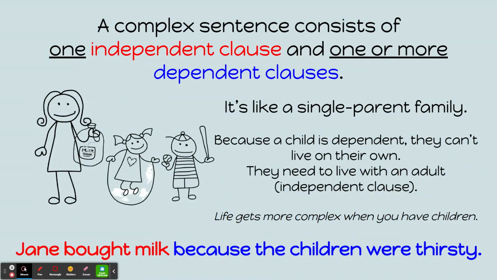A complex sentence consists of one independent clause and one or more dependent clauses. It's kind of like a single parent family. Because a child is dependent, they can't live on their own. They need to live with an adult. If you're having difficulty remembering the difference between compound and complex sentences, remember life gets more complex when you have children. So an example of a complex sentence would be, Jane bought milk because the children were thirsty.